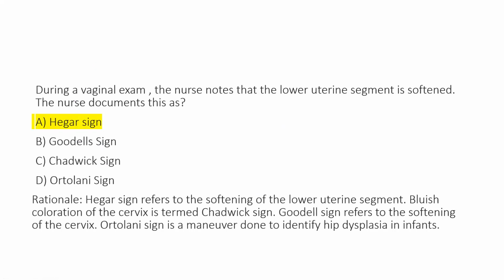We have H, C, G. Yes. Okay, here I put in the rationale. Hegar sign refers to softening of the uterine segment. Blue is going to be Chadwick's. Goodell's is going to be softening of the cervix. So if you think about it, HCG, H is always above. If you write it on top of each other, HCG like a hormone here, H is going to be the uterus, all the way up there. The cervix is going to be down here. That's going to be G.